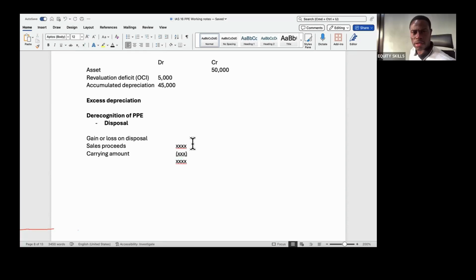This is an asset that has been revalued before. So if it's a gain, it's an income, like crediting P&L. It's not like debit P&L. If it's a loss, it's an expense. You can mix it up with your administrative expenses. It's an expense if it's a loss.